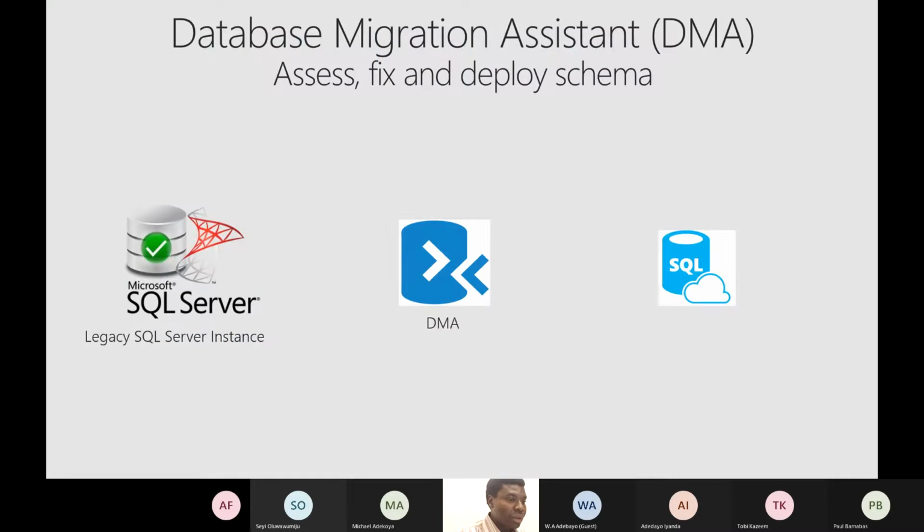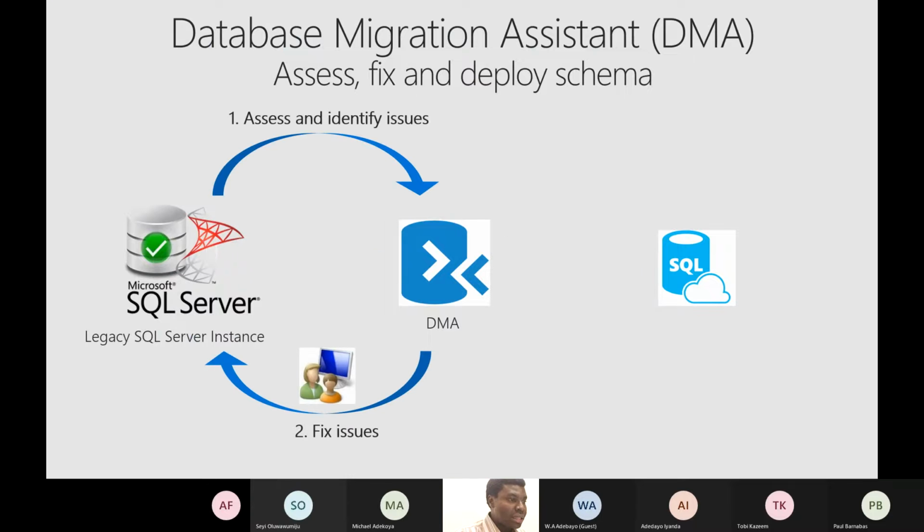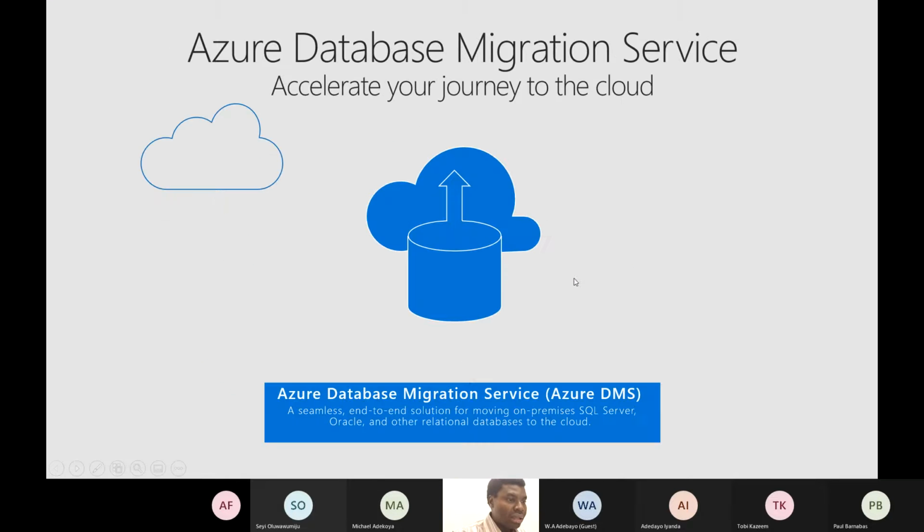Okay. So as I said, this is just a representation of exactly what the process flow looks like. There's the source, and there's the target. There's the tool sitting in between both of them. The first thing it does is that assessment, it identifies the issues. If there are any issues, it fixes them, and then it goes ahead deploying the schema. Then after that, we do the data sync.